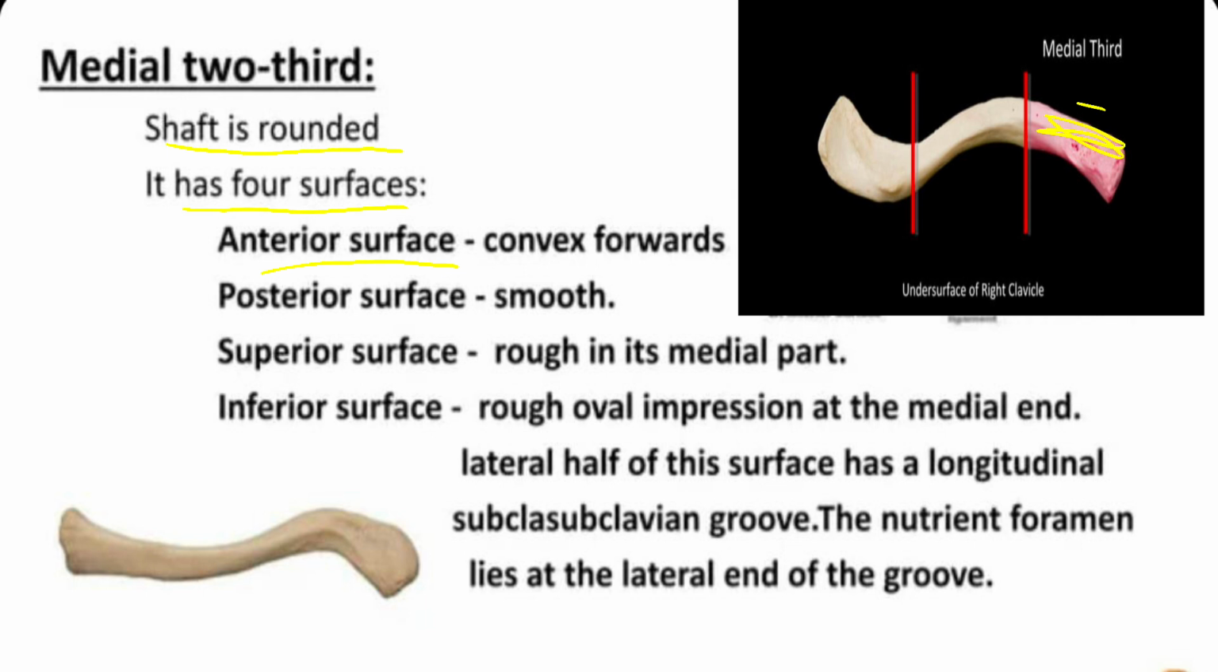Posterior surface is smooth. On the bottom it is very smooth. Superior surface is rough in its medial part. Inferior surface has a rough oval impression at the medial end. Lateral half of the surface has a longitudinal subclavian groove. Sorry for the spelling mistake. The inferior surface of the medial one-third to two-thirds has a subclavian groove. The nutrient foramen lies at the lateral end of the groove.